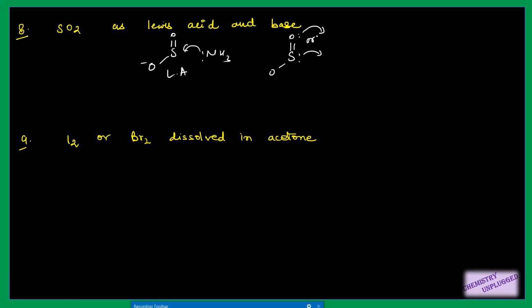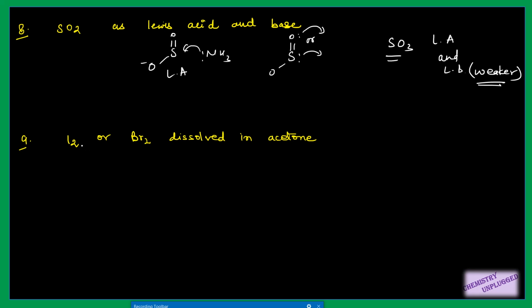Next we have one more thing, SO3. SO3 can also act as a Lewis acid and Lewis base, but its Lewis base character is weaker as compared to SO2. Then next is I2 or Br2 dissolved in acetone.